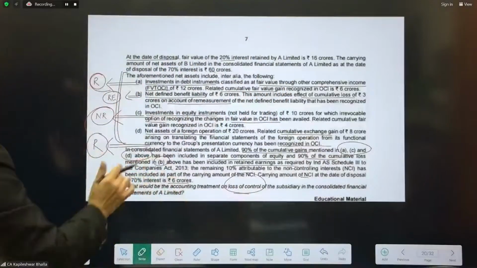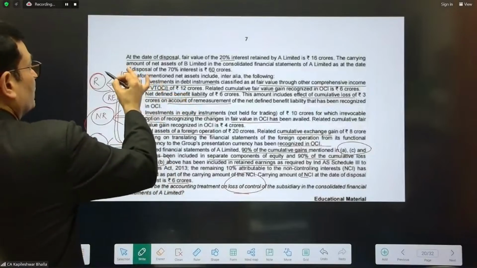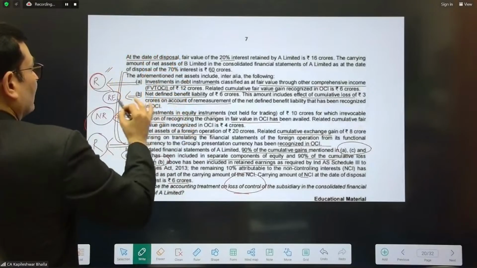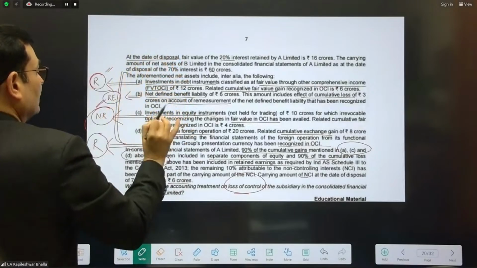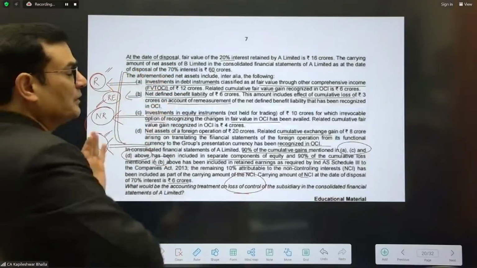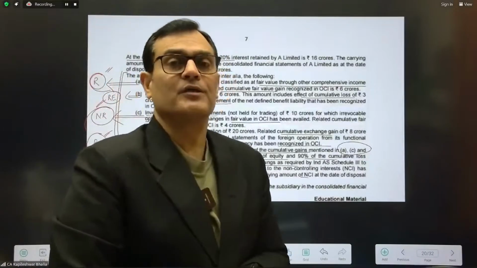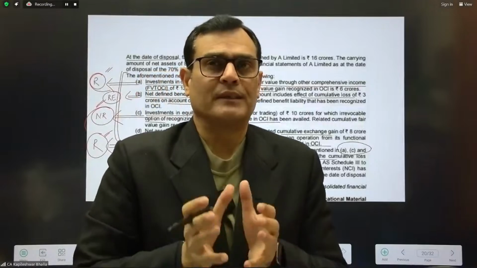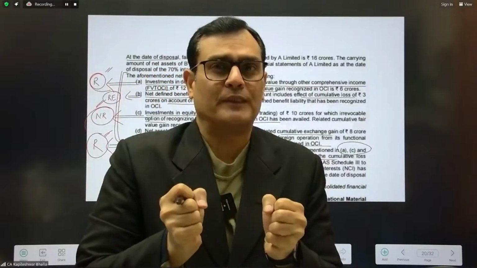So we can say, for point number A, you need to push the amount to the P&L. For point number C, you need to push the amount to RE. For point number D, you again need to push the amount to the P&L because it is recycling. So you can say your scrutiny will tell you 3 inputs.